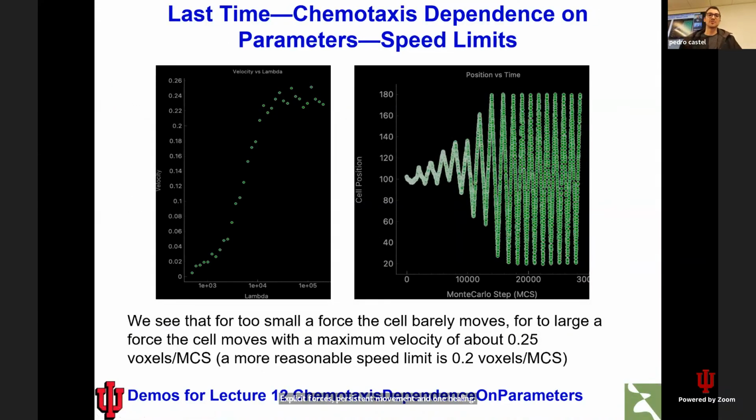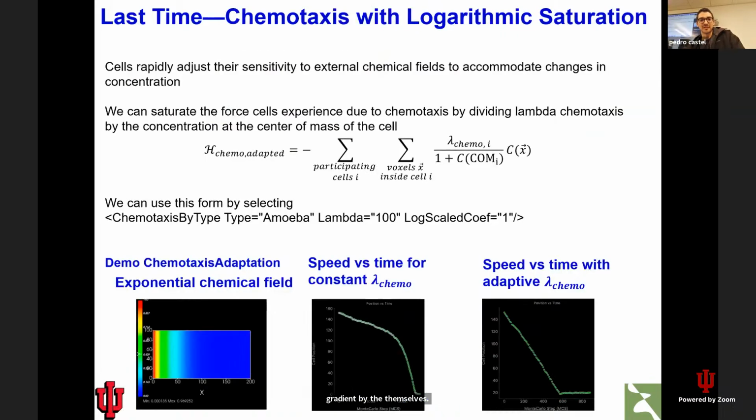So let's go back here. We saw that as you apply more and more force to the cell in the cellular Potts model, the speed of the cell saturates. So at a certain point, you apply more and more force, your cell doesn't move faster, and you can actually erase yourself from the simulation if you apply too much force, because the pixels will try to move towards the gradient by themselves, and it's a mess.